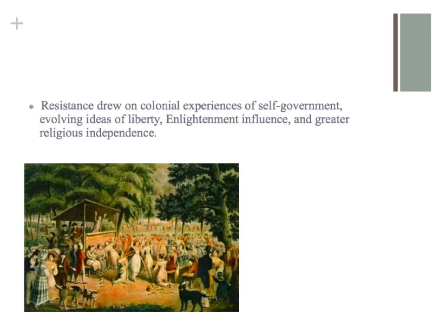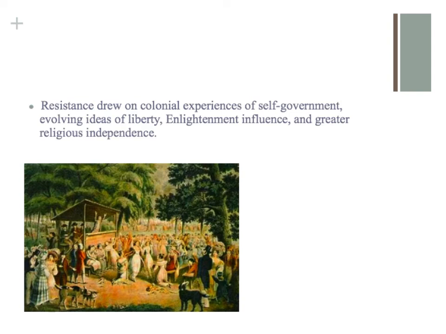And last but not least, resistance drew on colonial experiences of self-government, evolving ideas of liberty, Enlightenment influence, and greater religious independence to form some kind of resistance. In other words, just like I said, they got used to doing things on their own and did not react well once Britain tried to put the clamps down on them.